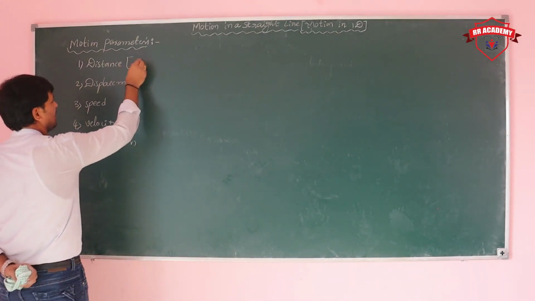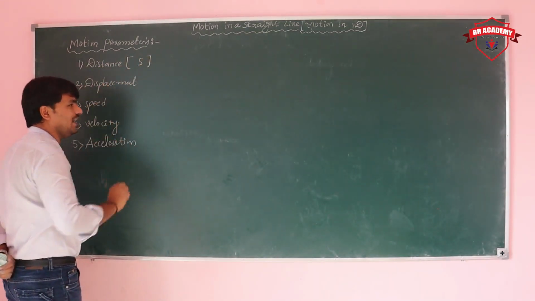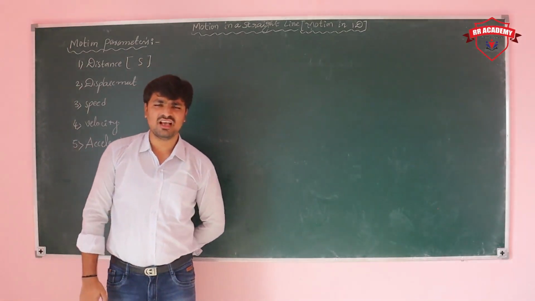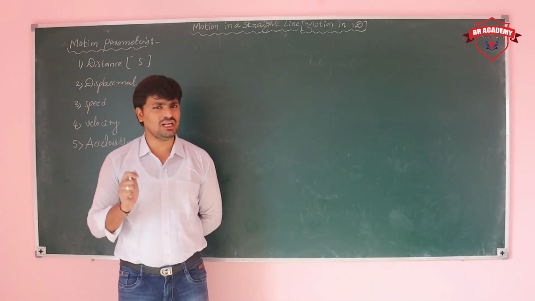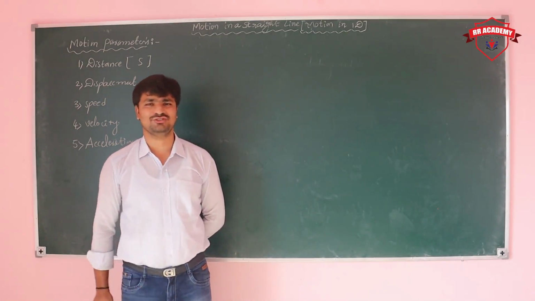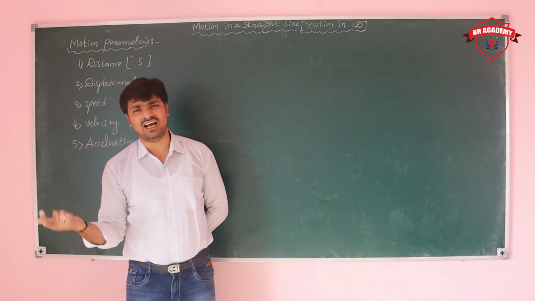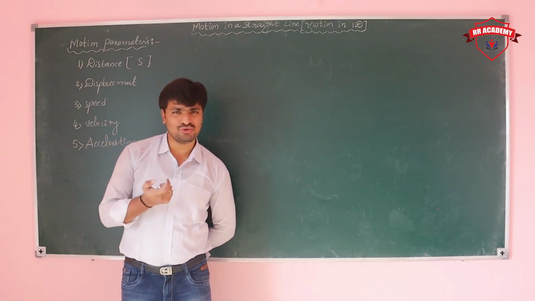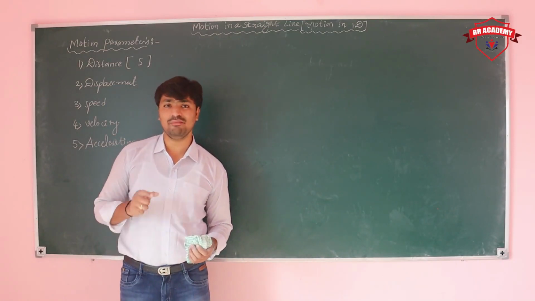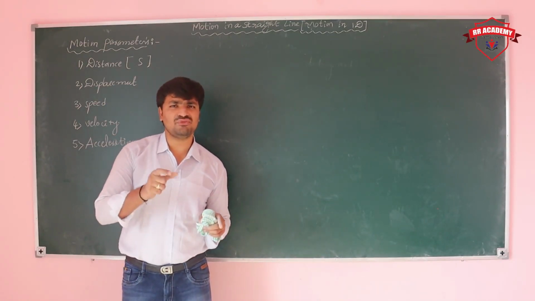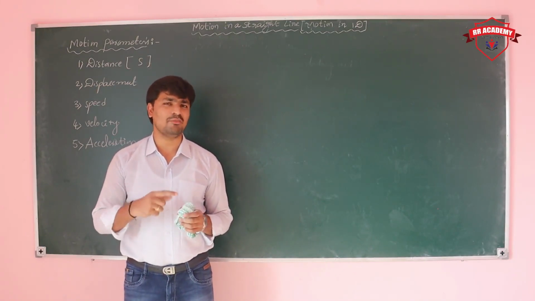Generally, distance we are representing with a letter S. And it is a scalar function. What is scalar? Scalar means a physical quantity which is having only magnitude. If a physical quantity is having both magnitude and direction, that is called vector. Magnitude means a person is walking 5 meters. Then 5 meters is the magnitude.